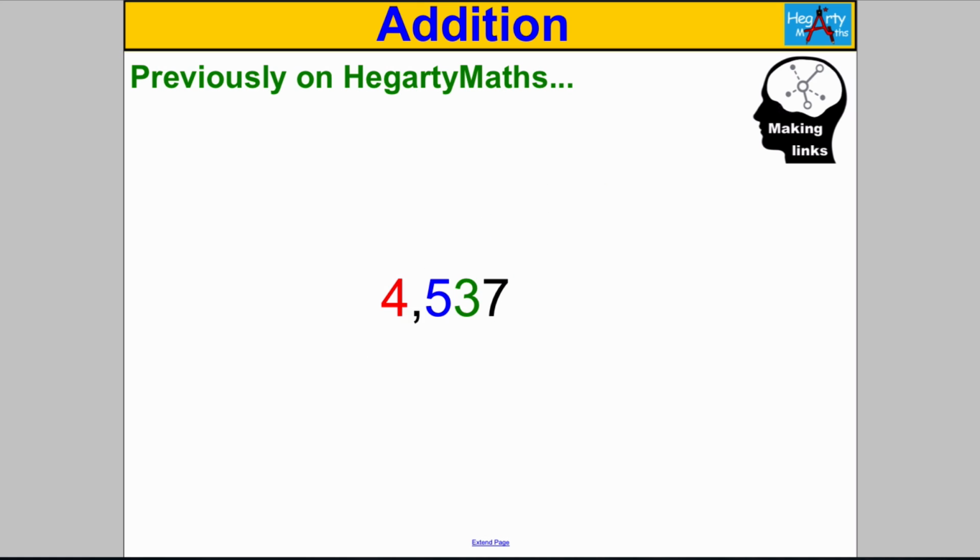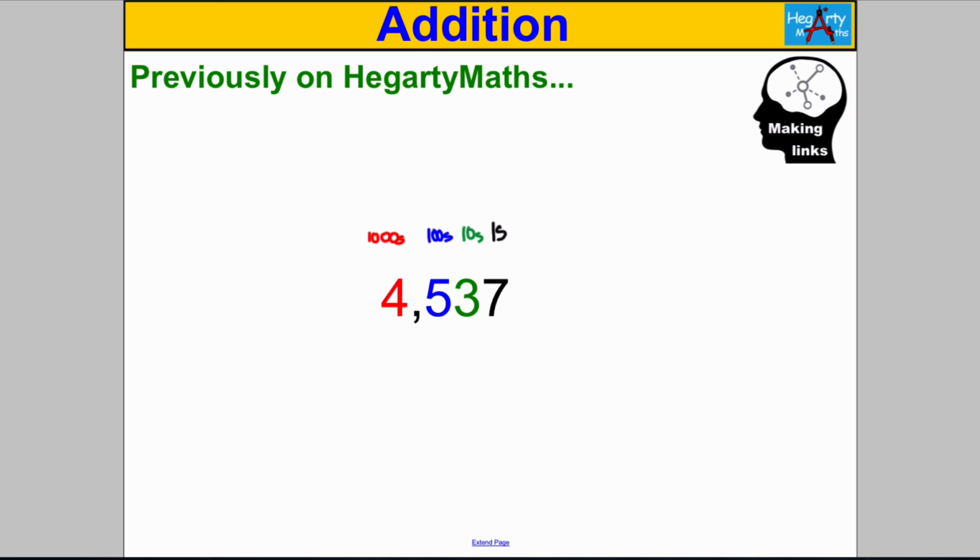The next thing I'm going to work on the assumption we know is that we know our place value column names. So say if I had 4,537, I would like to think that you know that this is the ones column, this is the tens column, this is the hundreds column, and finally that this is the thousands column.